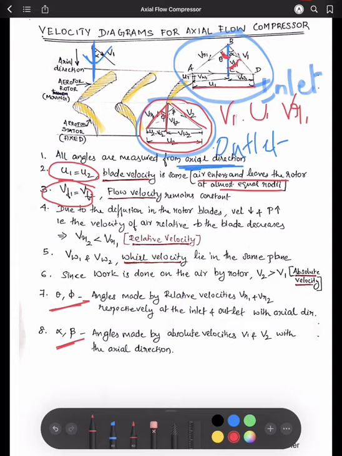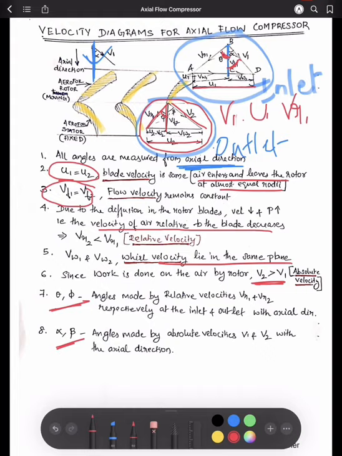That is, the velocity of air relative to the blade decreases, which simply means that VR2 will be less than that of VR1. The whirl velocities will lie in the same plane. That is clearly evident from the figure. And since work is done on the air by the rotor, V2 will be greater than V1.